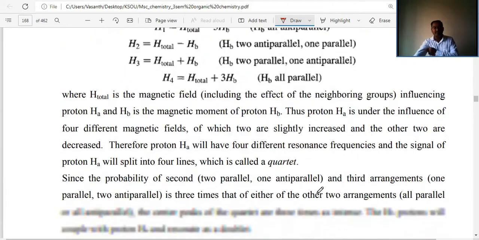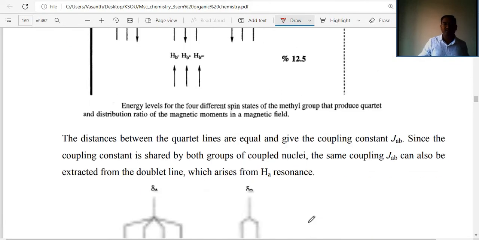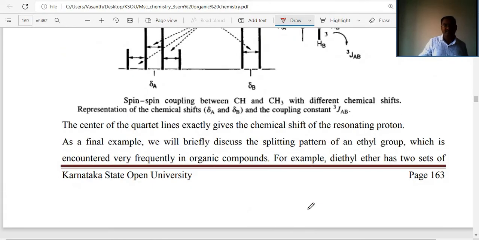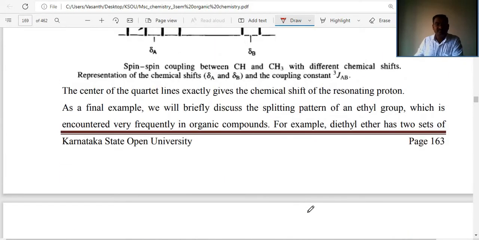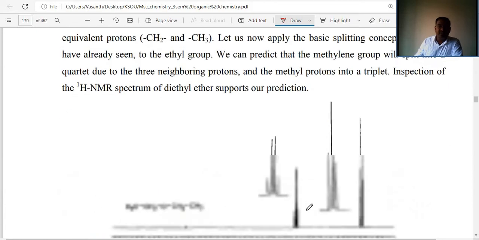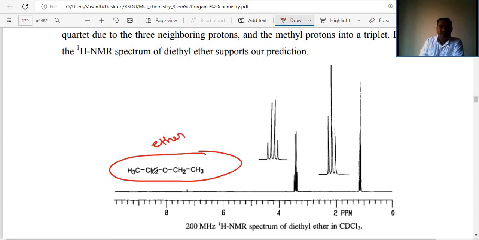These are simple examples. Let us go through them by following this consideration. I am going to take HA, HB, HC. Here are some other examples, such as ether: CH2, CH3, CH2, CH.